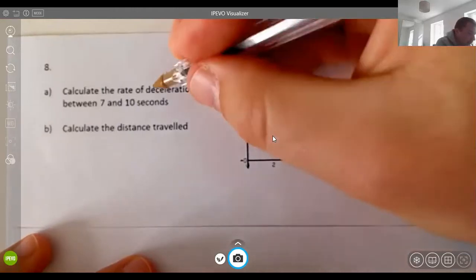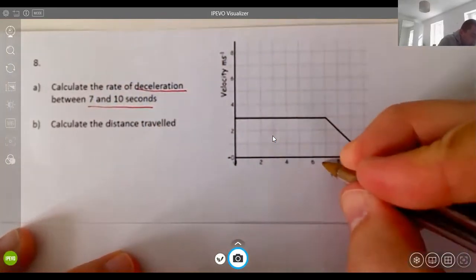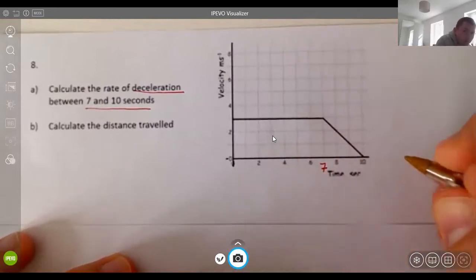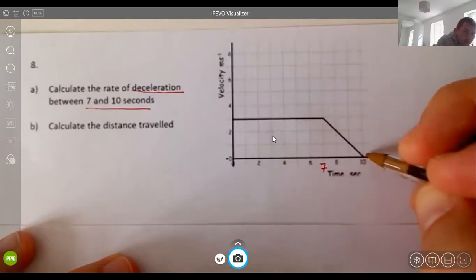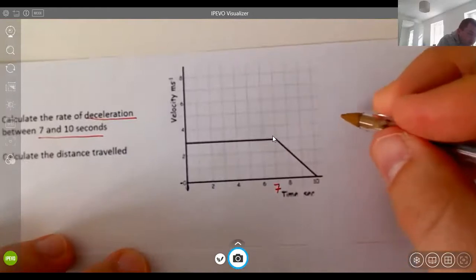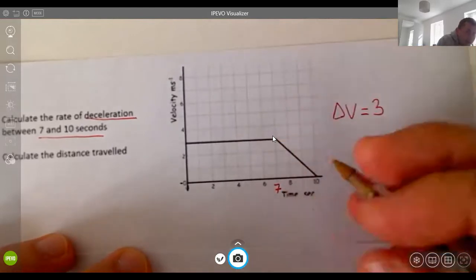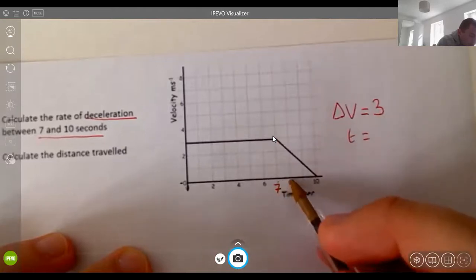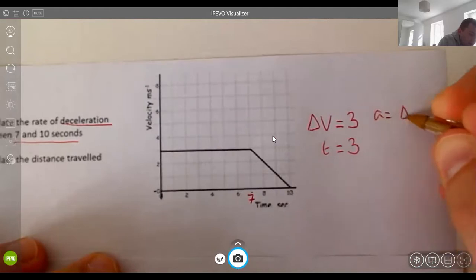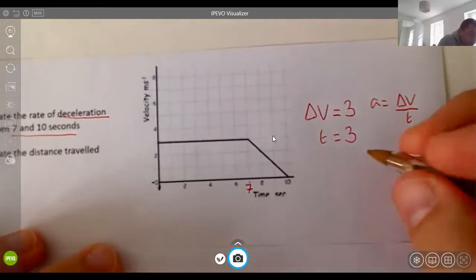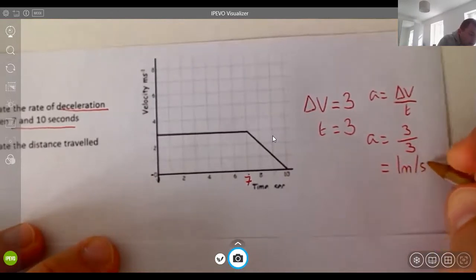It says, calculate the rate of deceleration between 7 and 10 seconds. Now, if we look, here is 7 and there is 10. So we can see they've gone from 3 meters per second all the way down to 0. So the change in velocity, I'm going to write it over here, is 3 to 0, and the time taken, t, is 1, 2, 3. Now, if you remember from last lesson, the acceleration is equal to change in velocity divided by time. Acceleration will be equal to 3 divided by 3. So the answer is 1 meter per second squared.